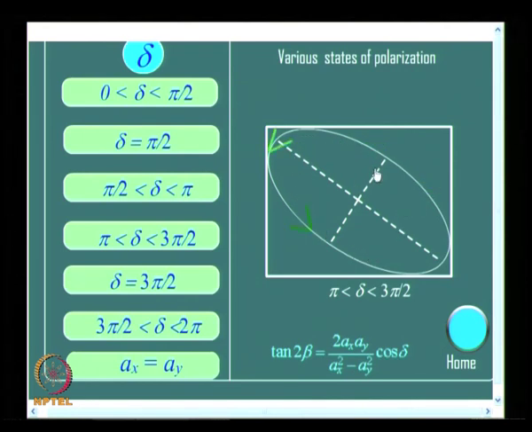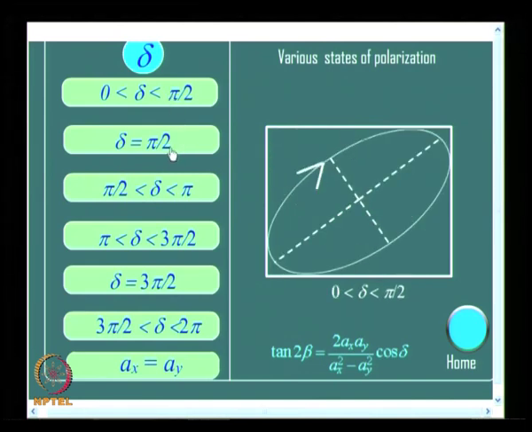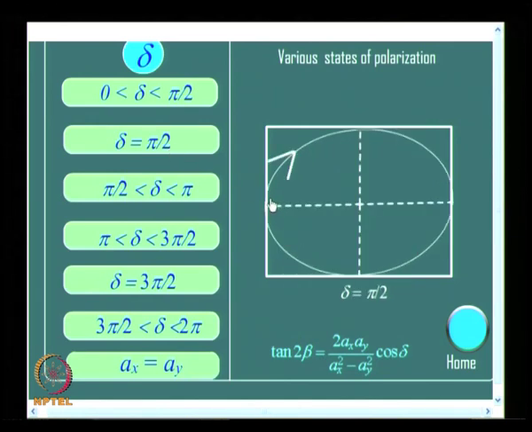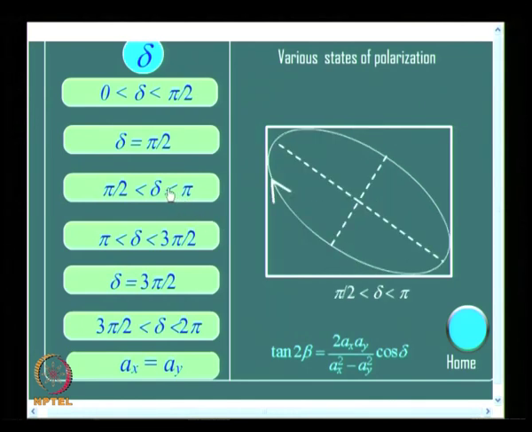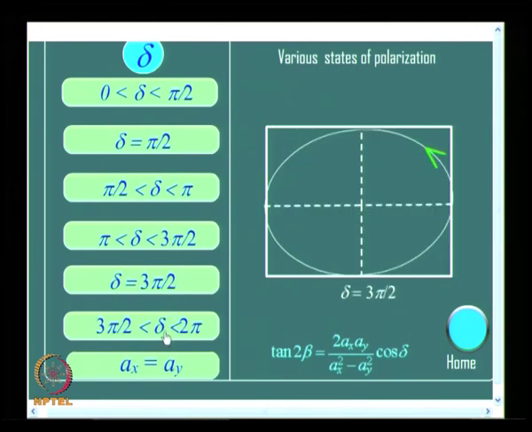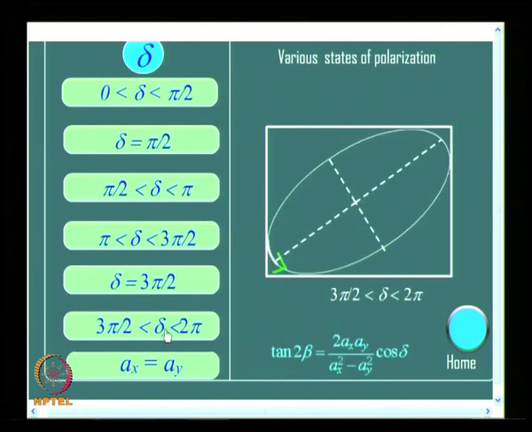You have to do it for at least 2 steps, so that you know the direction, whether it is anti-clockwise or clockwise. I need to do it for 2 different instances of time, and that is what is summarized here. If you see one after another, it will go in a sequence. When you have delta equal to pi by 2, the reference axis becomes the axis of the ellipse, then it gets tilted like this, then the handedness changes, then it becomes horizontal, then you have this tilted like this.